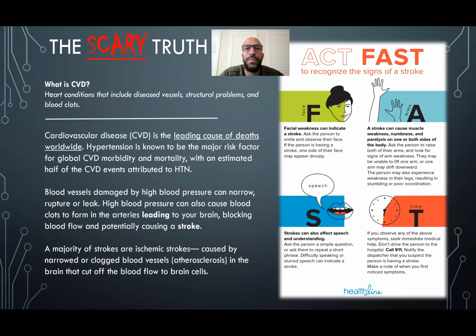And if you observe any of these symptoms, you need to act fast and let the medical doctor, nurse, whoever's in charge know immediately that you notice these symptoms on the patient, to save their brain cells. Because the quicker we act, the quicker we can get the patient the appropriate treatment and reduce the effects of the stroke.